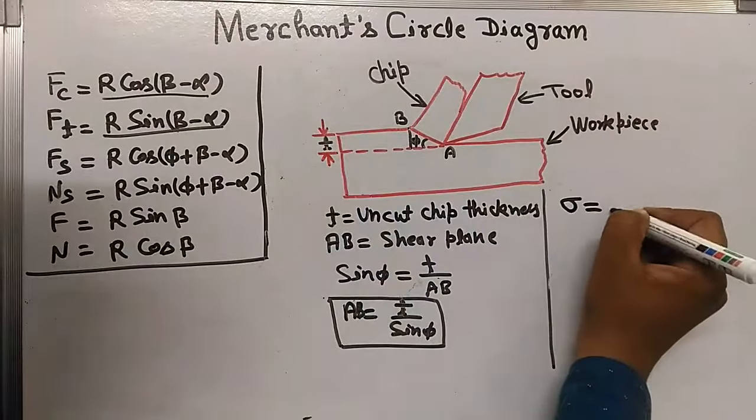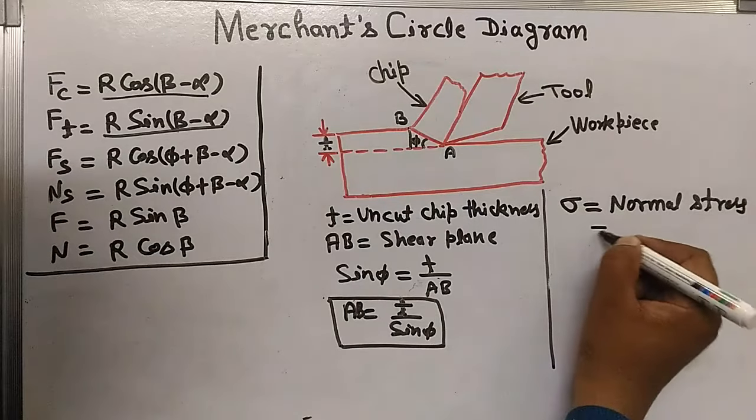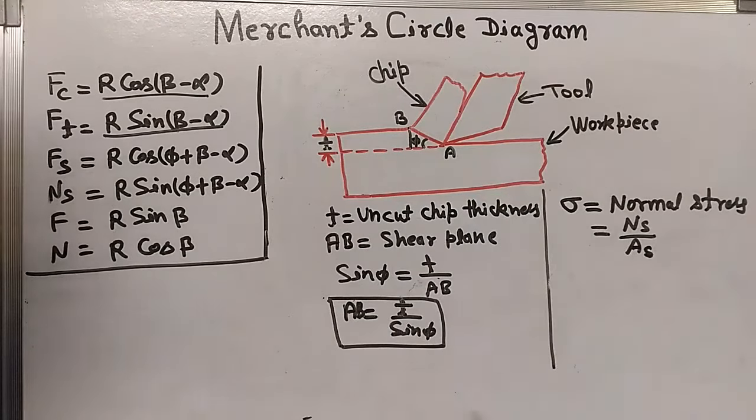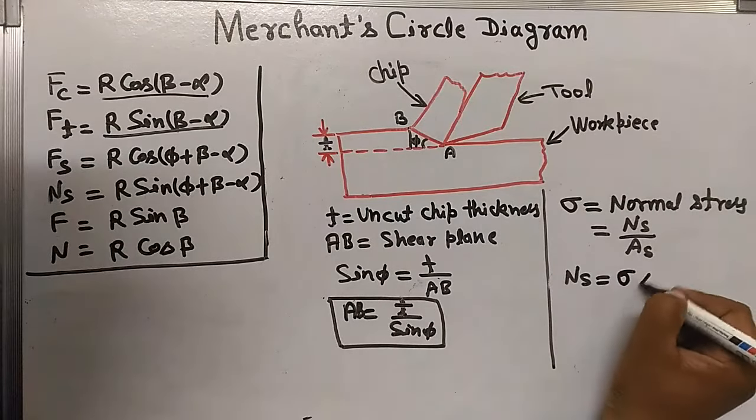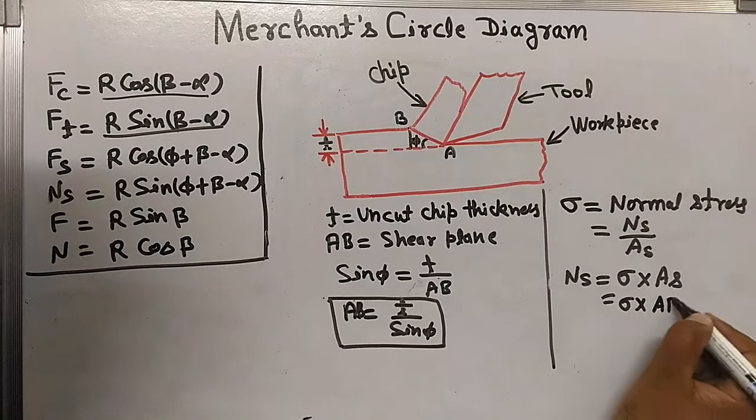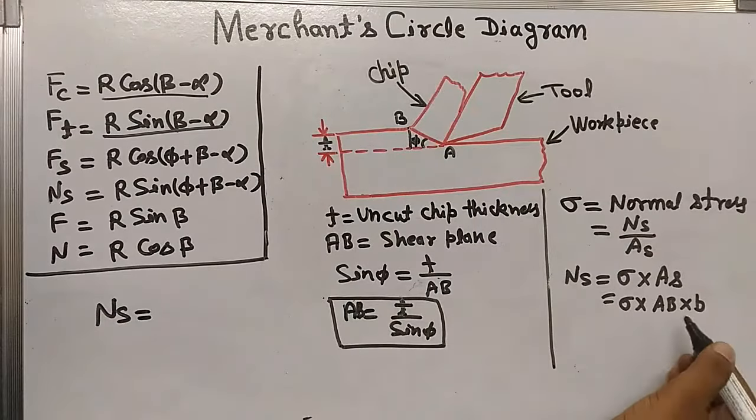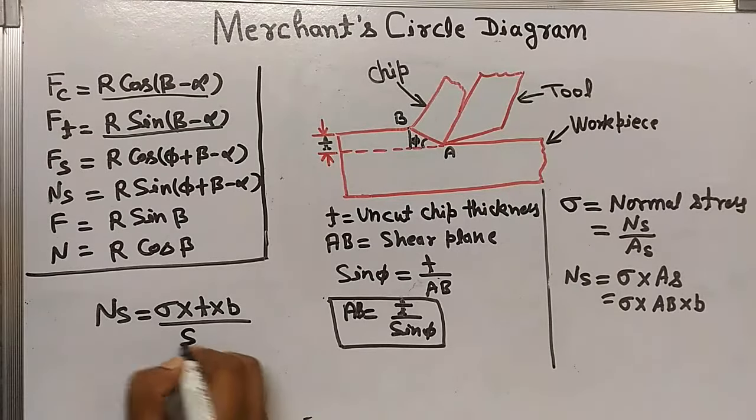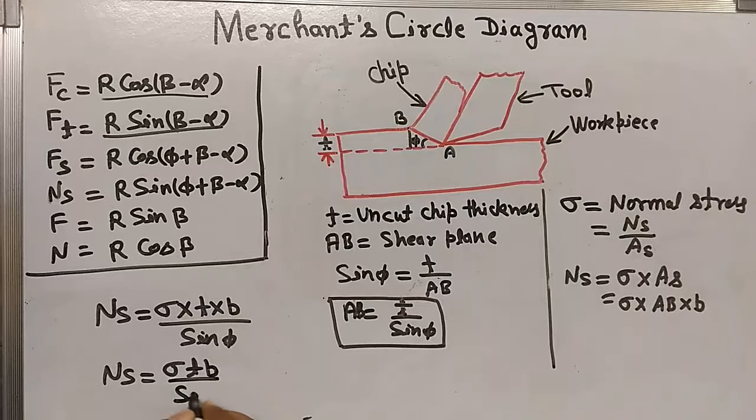Sigma is normal stress, that is equal to Ns upon shear area. Ns will be sigma multiplied by shear area, equal to sigma AB multiplied by small b. So if we put the value of AB, Ns equals sigma t B upon sin phi.